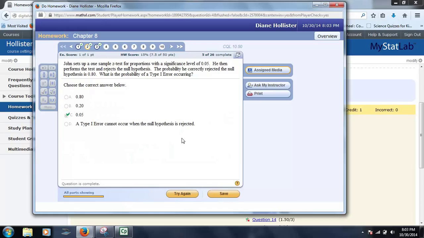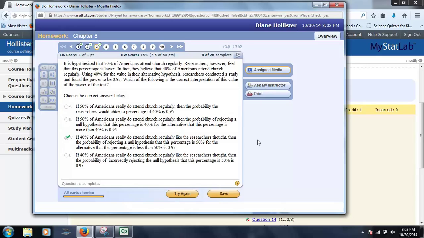The second question asks us to consider the probability of a type 1 error. A type 1 error is rejecting the null hypothesis when you should not have, and the probability of a type 1 error is directly equal to the significance level, so in this case, 0.05.